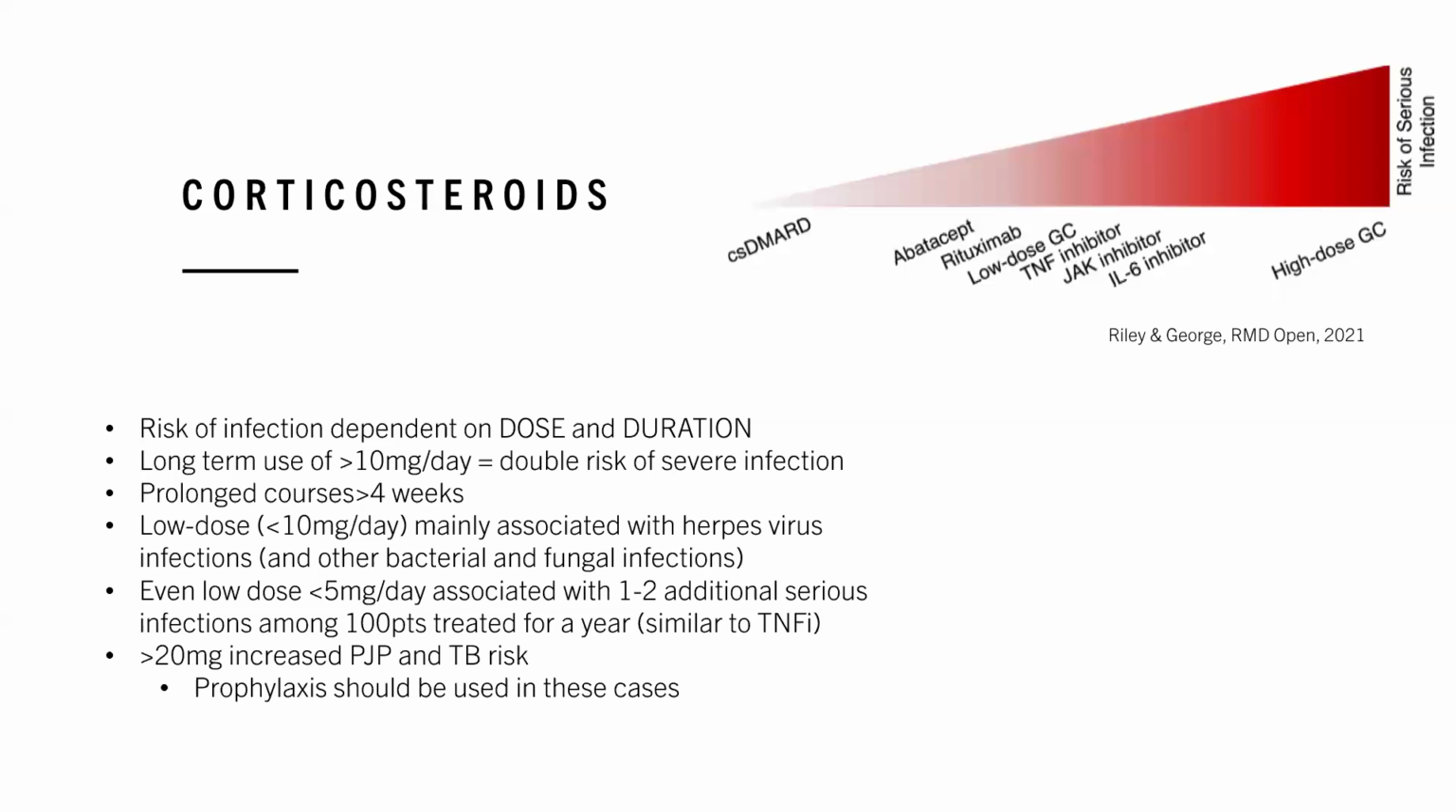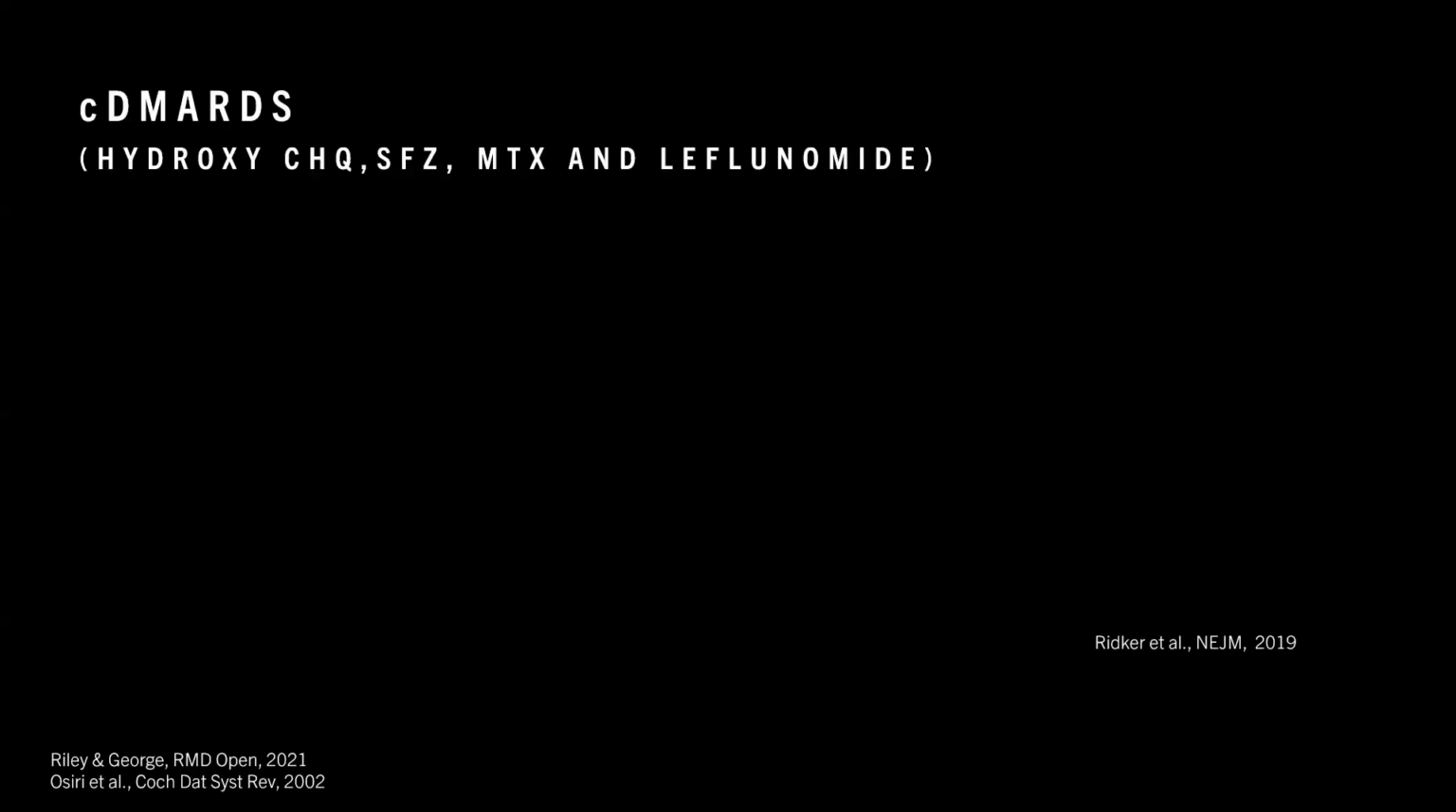But where you're using them at a dose of 20 milligrams or greater, obviously this depends on the weight of the patient, but as a rule of thumb, for 20 milligrams or greater for a month or more, your risk of PCP and TB goes up significantly, and you really need to be considering prophylaxis in those patients.